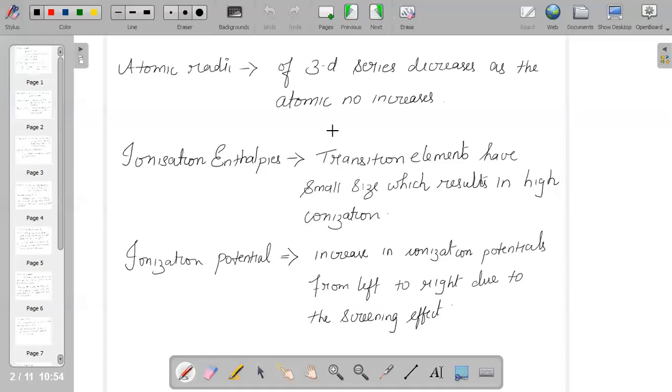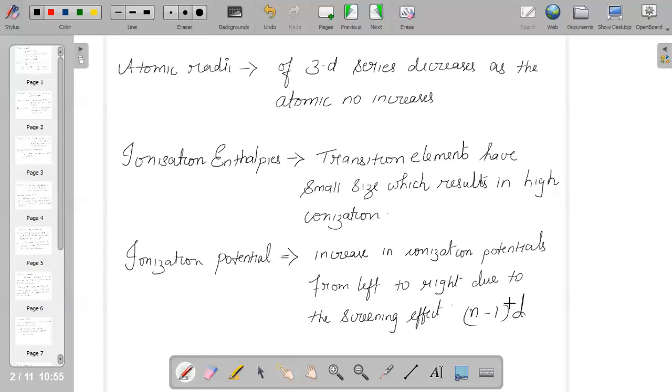The D block elements will also exhibit an increase in ionization potential from left to right because of the screening effect of the new electrons being added into the (n-1) d subshell. And the first ionization series will actually exhibit an increase in second ionization energy as the atomic number increases, and due to their stable electronic configuration.